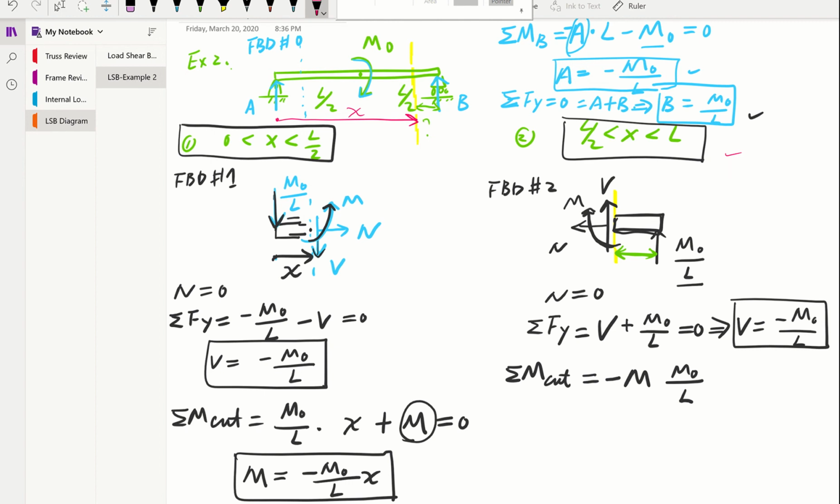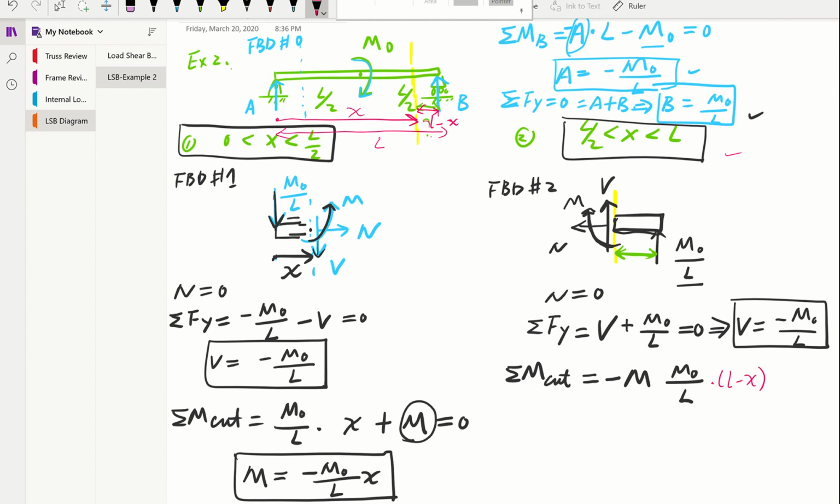So what is this question mark right here? Be aware this entire length is L. So this question mark right here will give us L minus x. So that's where we need to be careful about this one. So it's times L minus x. So that's something new for this problem.